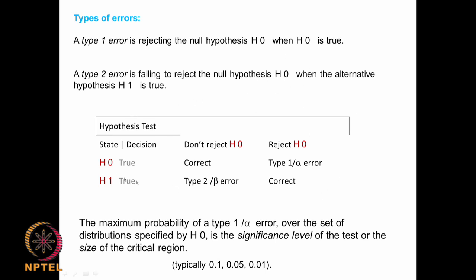So, this table is very important. When H naught is true, we reject the H naught, that is called the type 1 error. When H1 is true, we fail to reject the null hypothesis, that is called the type 2 error or beta error. So, type 1 error is called the alpha error and type 2 is called the beta error. We need to always balance between the alpha and the beta error, and generally we give more importance to the alpha error.